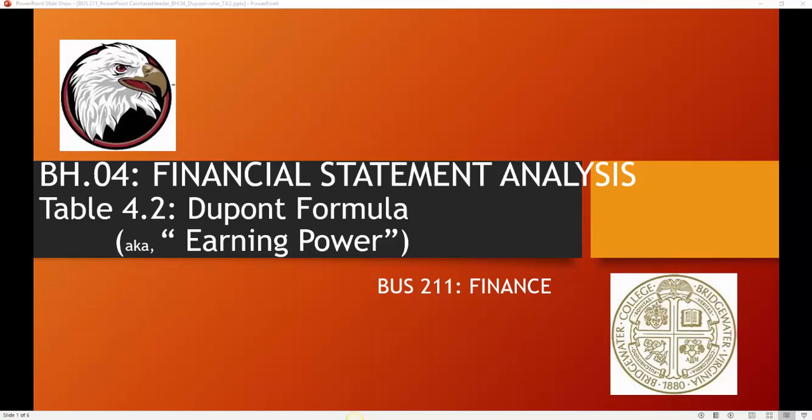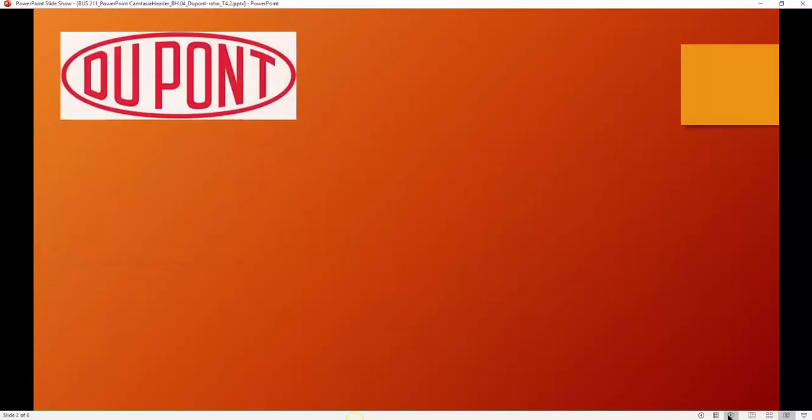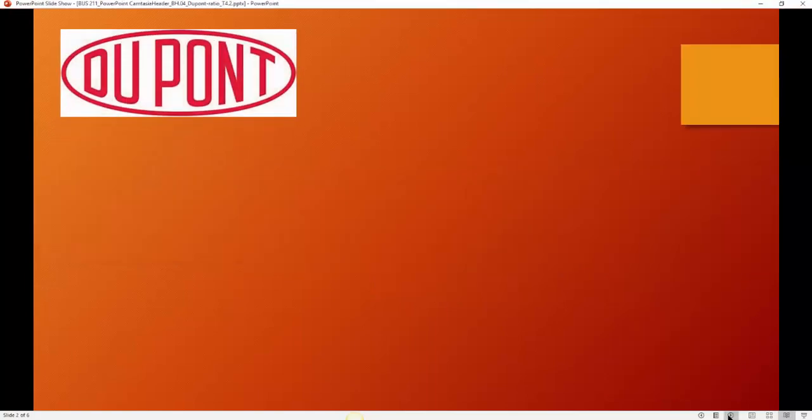Brigham and Houston Chapter 4, Financial Statement Analysis, using Table 4.2 to describe the ratios comprising the DuPont formula, also known as a company's earning power. As the name implies, the DuPont formula was created by the DuPont Chemical Corporation at the beginning of the 1900s when many companies were merging to form larger conglomerates.